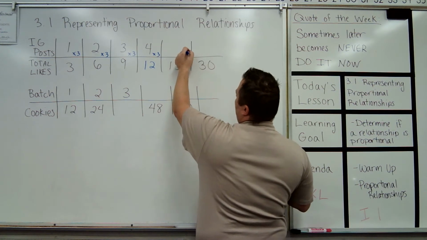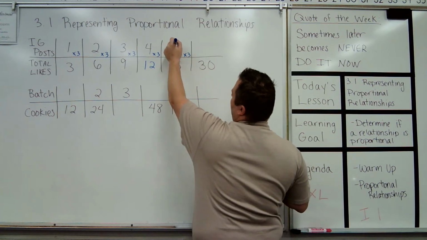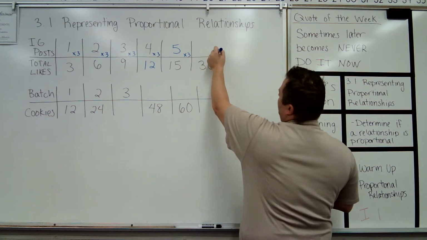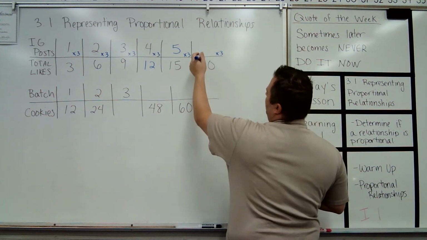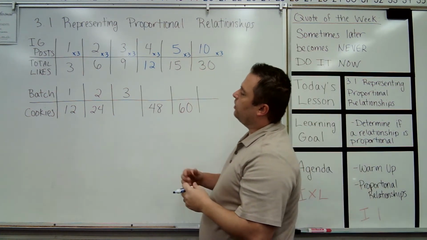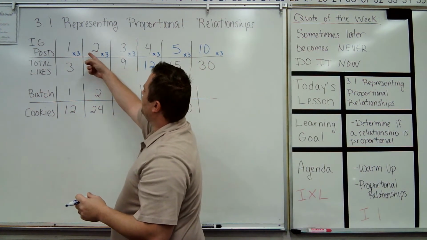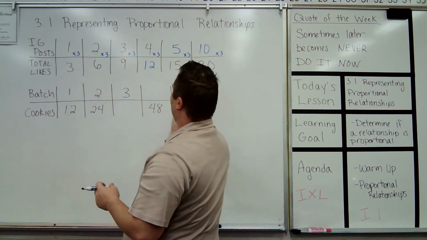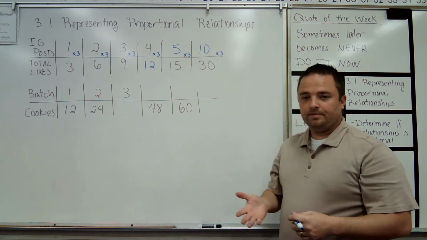Something times 3 is equal to 15. That number has to be 5. Something times 3 has to be 30. That number is 10. Now, some of you might have recognized, oh, okay, I got to multiply something by this number to get to this number, and you just figured out the 3's, or you just figured out the pattern.